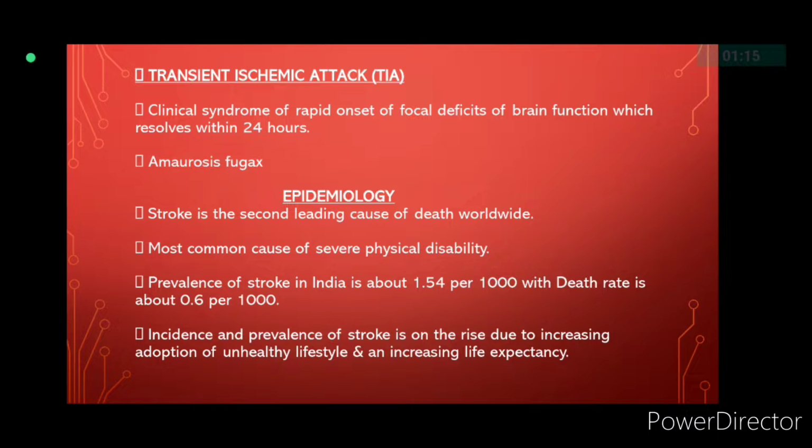Epidemiology. Stroke is the second leading cause of death worldwide. Most common cause of severe physical disability. Prevalence of stroke in India is about 1.54 per 1000, with death rate about 0.6 per 1000. Incidence and prevalence of stroke is on the rise due to increasing adoption of unhealthy lifestyle and an increasing life expectancy.